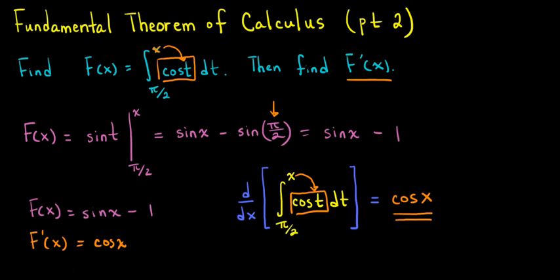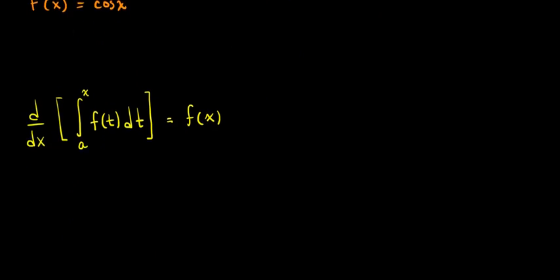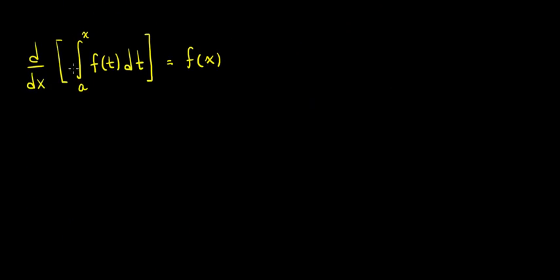And so the fundamental theorem, or part of the fundamental theorem of calculus, says this: if you're asked to find the derivative of an integral from a to x, where a is just some constant, of some function whose independent variable is t, then you simply get the same function f, but now all that happens is that you substitute your upper limit x.